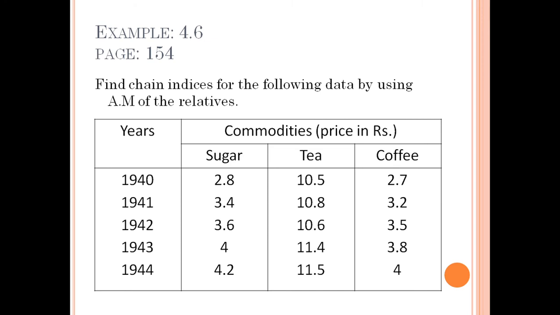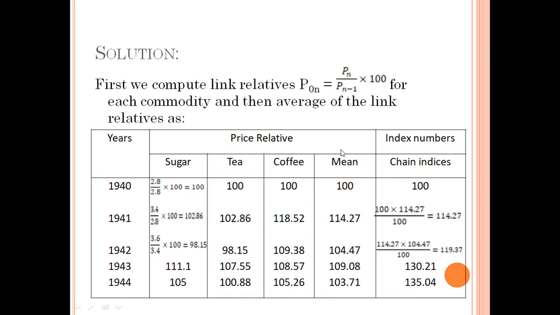Find chain indices for the following data by using arithmetic mean. AM, you are all familiar with this A.M. This is the arithmetic mean of the relatives. So first of all, these commodities are given to you for each year, and this is chain indices, so you need to convert this data into link relatives. Sorry, these are not price relatives, these are link relatives. So first of all, we will convert all this data into link relatives.